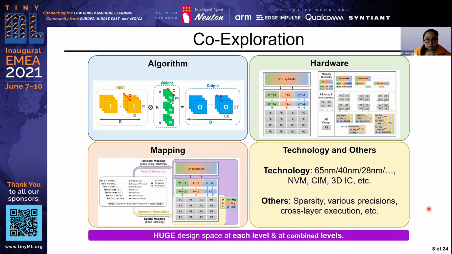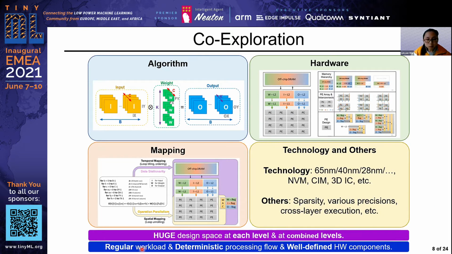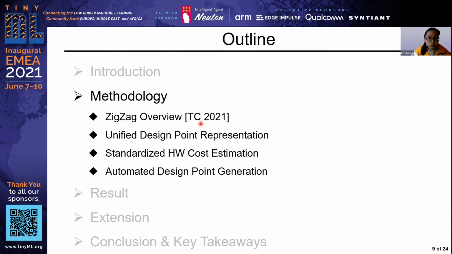So seeing that the huge design space exists at each level and at the combined level, we really need to have some framework to automate the exploration of the whole large design space. And thanks to the regular workload, the deterministic processing flow, and the well-defined hardware components, we have built such a framework called ZigZag. So now I will introduce the ZigZag framework, firstly from the overview, and then the three pillars in the framework, which are the unified design point representation, the standardized hardware cost estimation, and the automated design point generation.